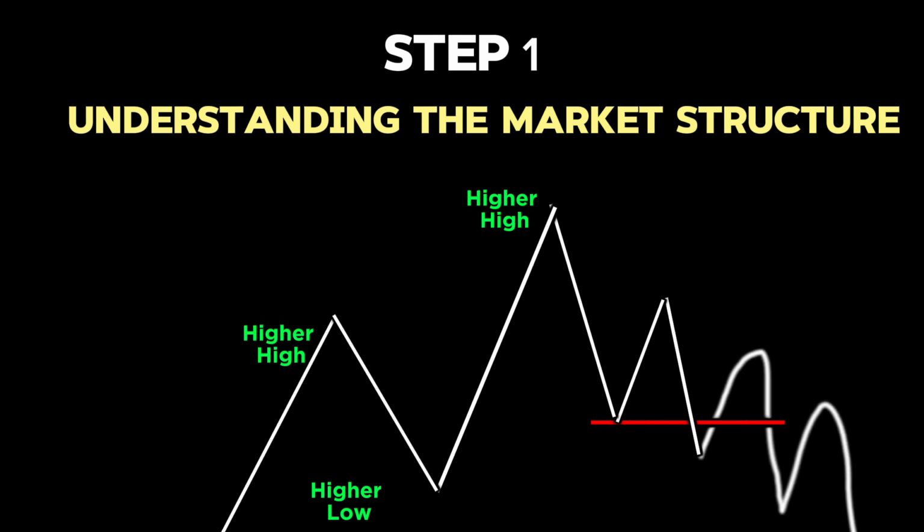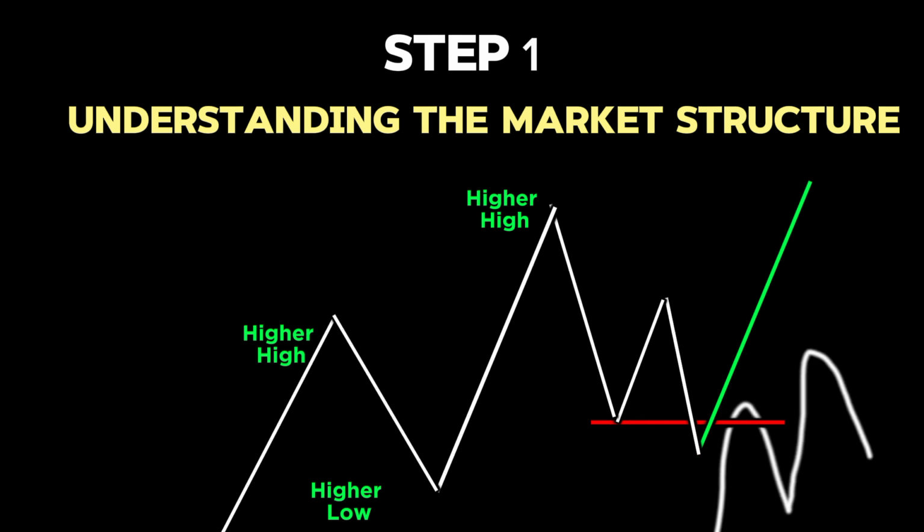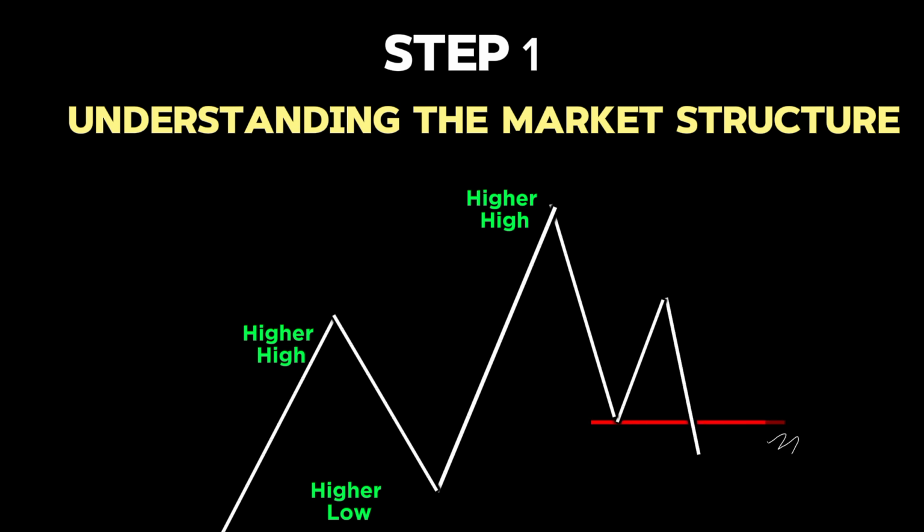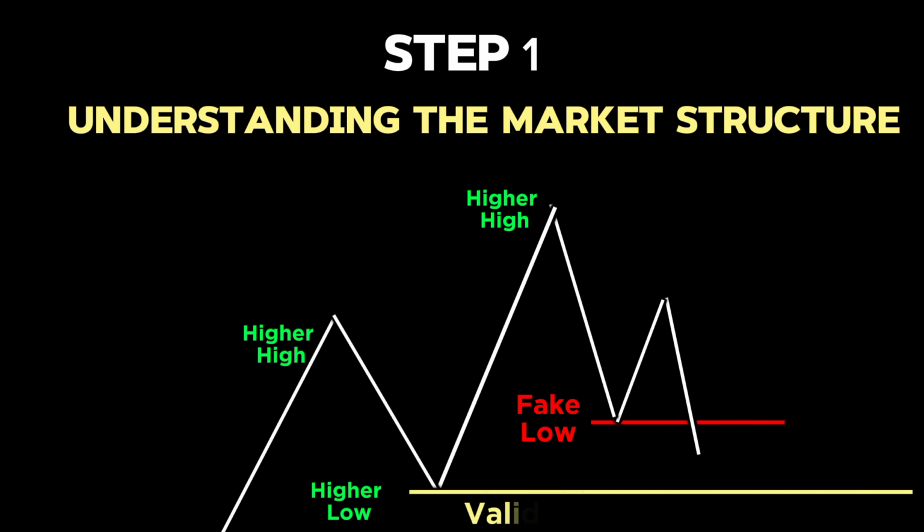And based on this assumption, they start looking for short trades, because they now think the price is going to move lower. But what if I told you this chart is still in an uptrend, and it's actually very bullish? Yeah, you see, the price made this low, but this low is actually not a valid one. Why? Because price never broke the valid low, which is right here.